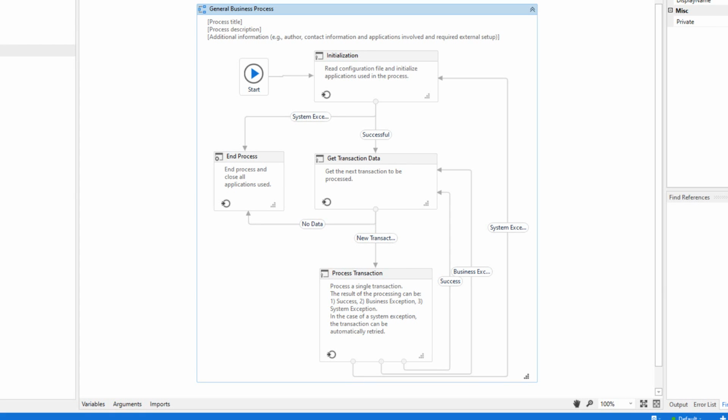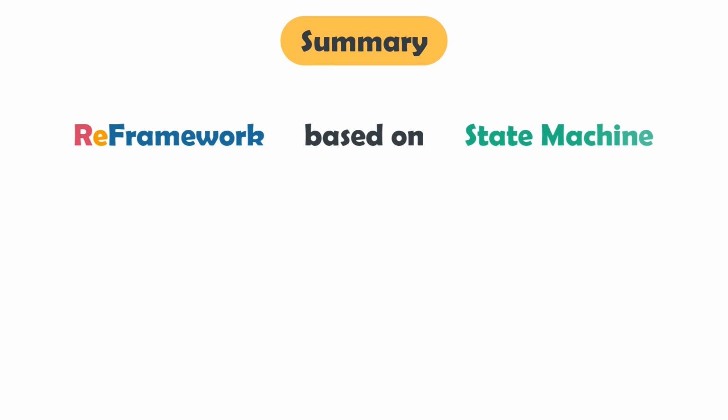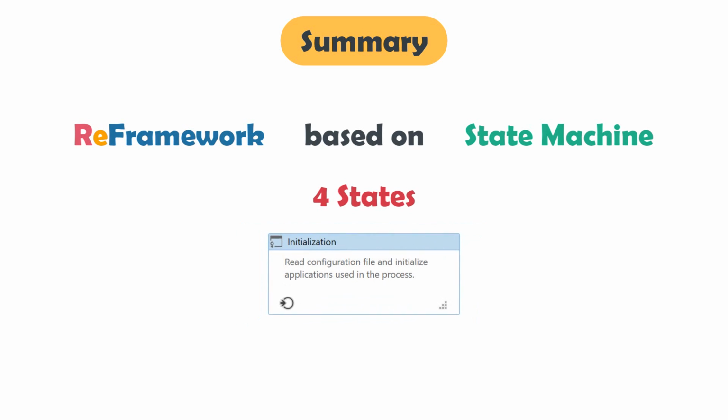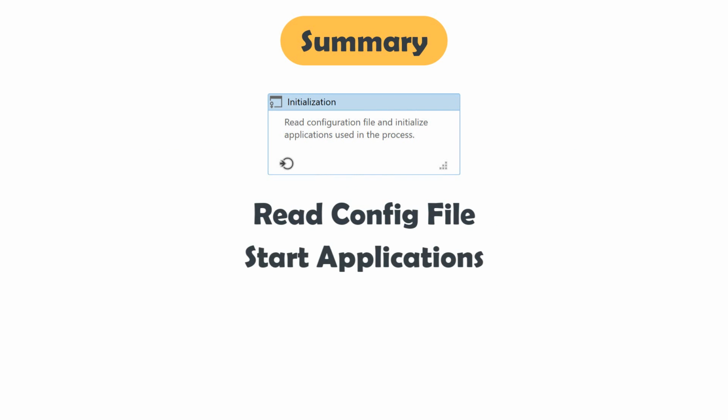Jennifer, would you like to summarize what you learned in the video about the first state? Sure. ReFramework is based on a state machine. This state machine consists of 4 states. In this video, you talked only about the first state, initialization. In this state, we do the preparations for the process, like reading the config file or starting the applications. The config file will be stored in a dictionary variable, because working with dictionary is easier than data table.